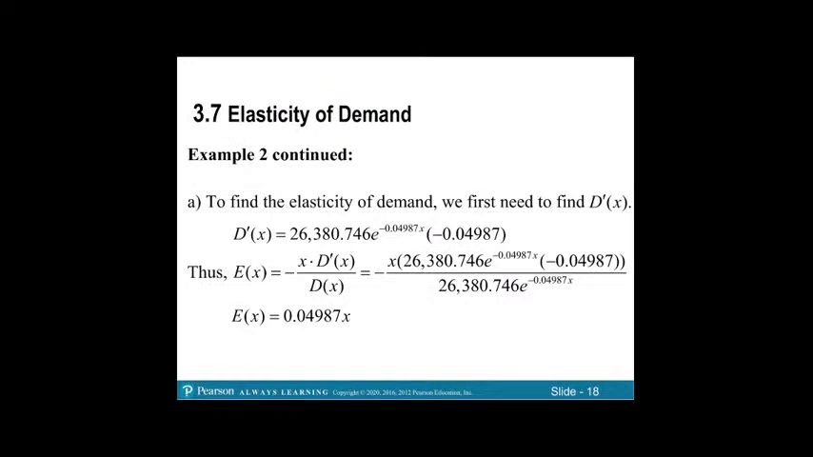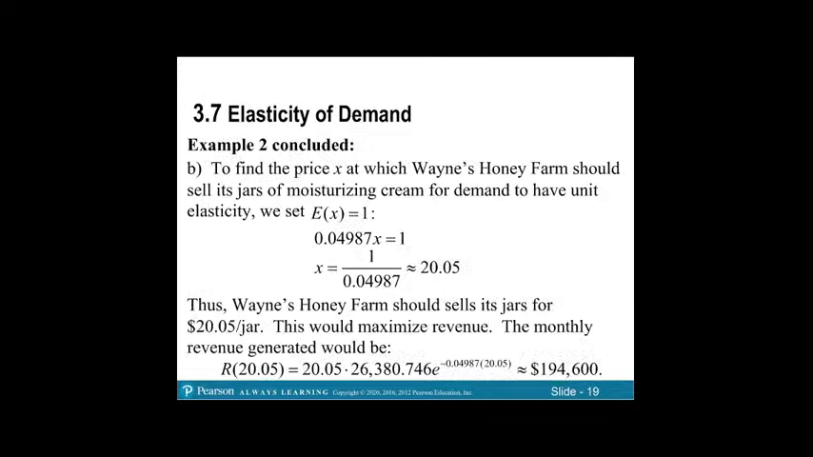Then to find the price at which it should sell the jars, basically, the elasticity of demand needs to be equal to 1. You set it equal to 1. You see the 20.05. We got the same result. So therefore, Wayne's Honey Farm should sell the jars for $20.05 per jar. This would maximize the revenue. The monthly revenue generated would be the 20.05 times, you basically plug the 20.05 into the demand function, and you get almost $200,000 a month.